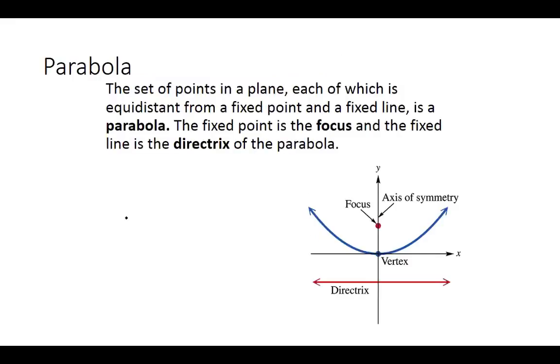The set of points in a plane, each of which is equidistant from a fixed point and a fixed line, is a parabola. The fixed point is the focus, and the fixed line is the directrix of the parabola. If you look at this parabola, if the parabola opens upward, this point inside the parabola is known as the focus, and the directrix would be on the other side of the vertex, and the distance from the vertex to the focus would be the same distance from the vertex to the directrix.